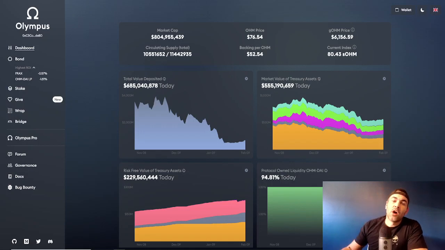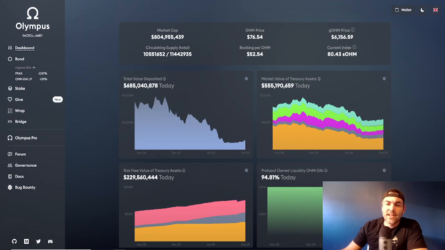Moving forward, always remember this market cap used to be at a little over 4 billion during its all-time high. So that's going to be interesting to keep an eye on, this market cap, on how much money is flowing back into OHM. Also, the OHM price is currently sitting at $76.54, a little bit higher than we just saw on CoinGecko. I didn't refresh it. The backing is a little bit lower than I think the last time we discussed during this video, at $52.54.